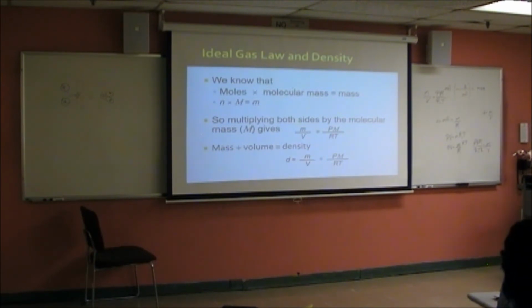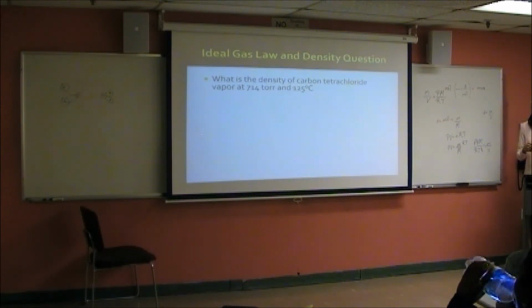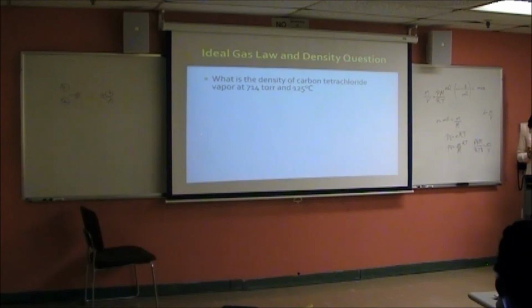Alright, so let's take an easy question, the next question. What is the density of carbon tetrachloride? What's the formula for carbon tetrachloride? CCl4. Carbon tetrachloride vapor at 714 torr and 125 degrees Celsius. You have to turn the 714 torr into atm. 714 divided by 760.